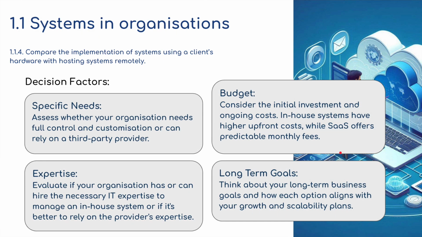So, decision factors. Which should we choose? Specific needs: assess whether your organization needs full control and customization or can rely on a third-party provider. Consider the initial investment and ongoing costs. In-house systems have higher upfront costs, while SaaS systems offer predictable monthly fees. Expertise: evaluate if your organization has or can hire the necessary IT expertise to manage an in-house system, or if it's better to rely on the provider's expertise. And long-term goals: think about your long-term business goals and how each option aligns with your growth and scalability plans.